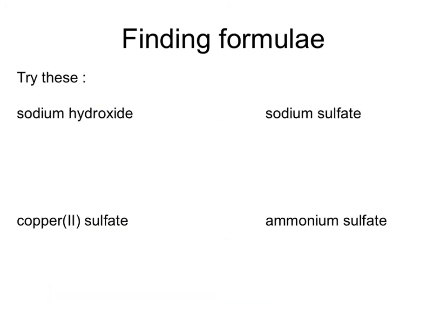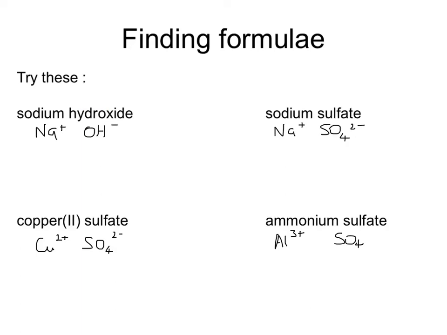Let's work some other ones out, and let's start by writing down the formulas for the ions. Sodium hydroxide is made out of an Na+ and an OH-. Sodium sulfate is made out of an Na+ and an SO4 2-. Copper sulfate from Cu2+, that's why it's called copper 2, and sulfate SO4 2-. And aluminium sulfate from an Al3+ and an SO4 2-. If you want to have a go at this, just press pause and have a go at them, and then I'll go through the answers in a second.